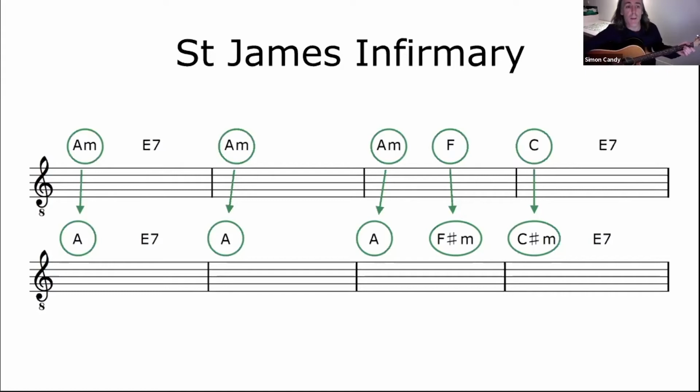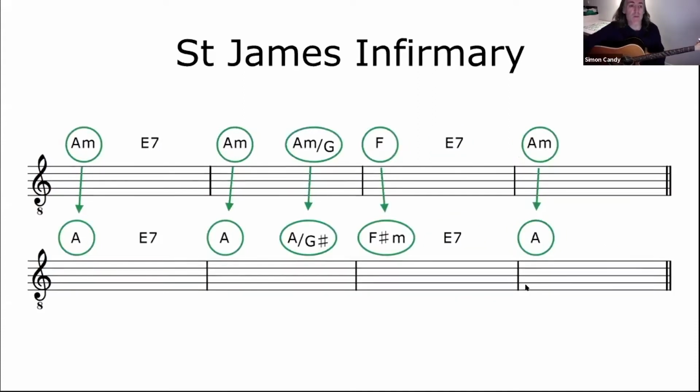okay, so the one chord's gone to A, the sixth has gone to F sharp minor, that's the sixth of A major, and the three chord, C, has become C sharp minor, the three chord in A major. And then much the same for the last four bars, the original harmony. And in the A major.